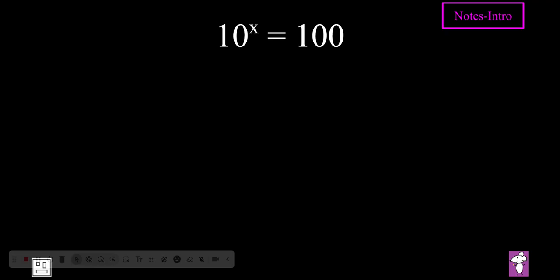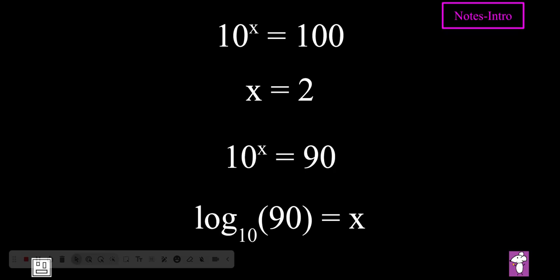Ten raised to what power gives you 100? Well, 2, because 10 times 10 is 10 squared. But when you get to numbers that are not easy, like 90, 10 raised to what would give you 90? This is where logarithms come in. These two are basically the same problem. If you put this into your calculator, it'll figure out the answer for you because the calculator has been pre-populated with the answers to logs.